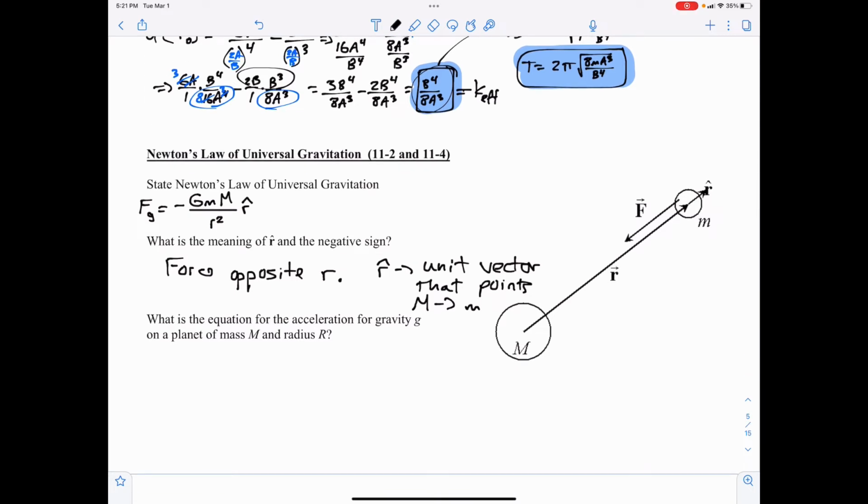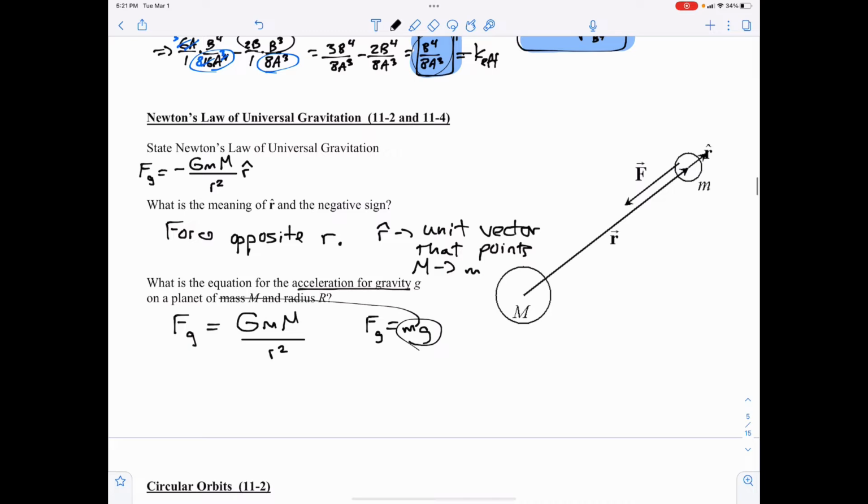Now, what is the equation for the acceleration due to gravity on a planet? Let's take this in a simplified way. The gravitational force is equal to big G times little m times big M over R squared. And also recall that this is equal to little mg. So I'm going to substitute this right over here, and I get little mg is equal to big G, little m, big M over R squared.